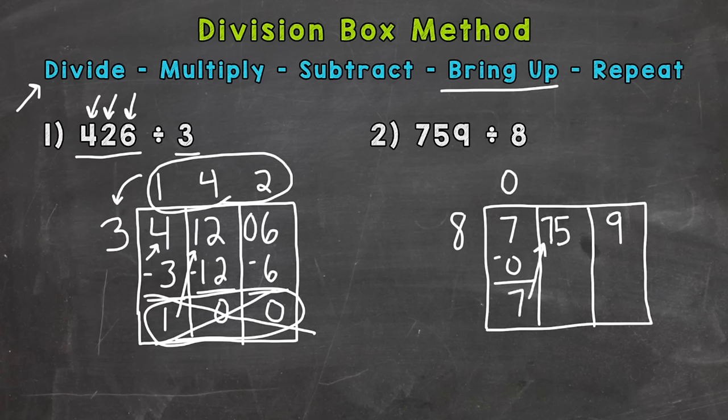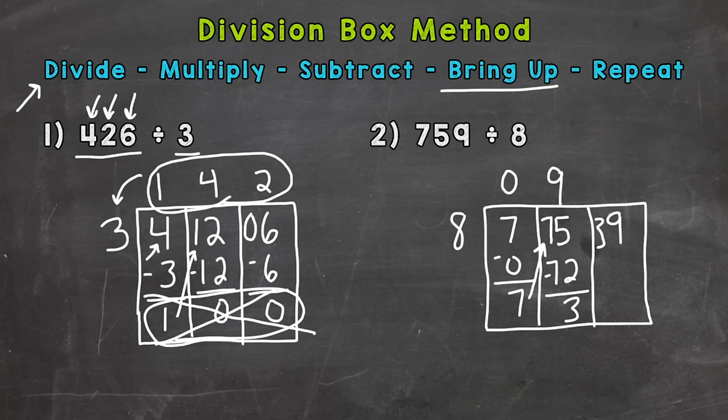So 75 divided by 8. Well, we can pull 9 whole 8s out of 75. That gets us to 72. So let's put a 9 here. 9 times 8, 72. Subtract, 75 minus 72 is 3. Bring our 3 up here, so we have 39 now.